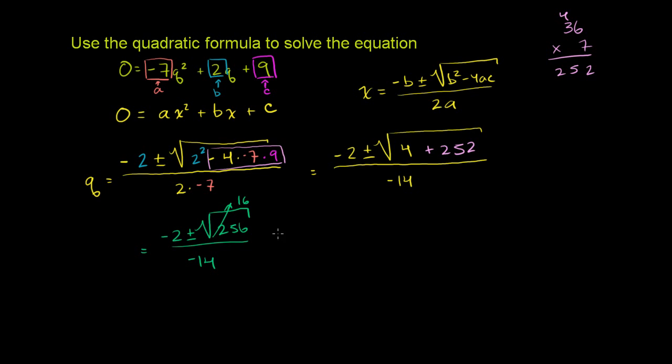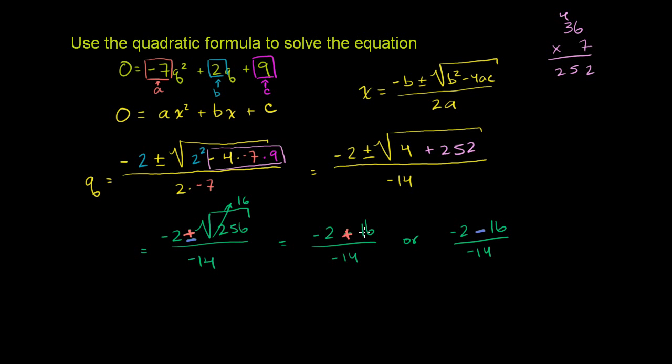So we can rewrite this whole thing as being equal to negative 2 plus 16 over negative 14, or negative 2 minus 16 over negative 14, right? If you think of it as plus or minus, that plus is that plus right there, and that minus is that minus right there. Now we just have to evaluate these two numbers.